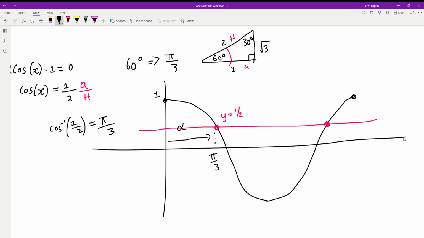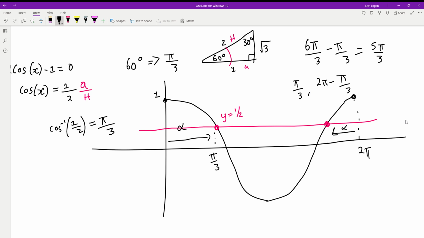Now the cool thing about cos curves and other curves is because they're symmetrical. So that distance there is going to be the same as this distance here. So our two solutions will be, well, pi on 3 and then 2 pi minus pi on 3. 2 pi can be represented as 6 pi on 3 minus this. So that's 5 pi on 3. Okay. Yeah, and if you wanted more solutions, you'd have to keep graphing, but that's how you solve that particular equation.